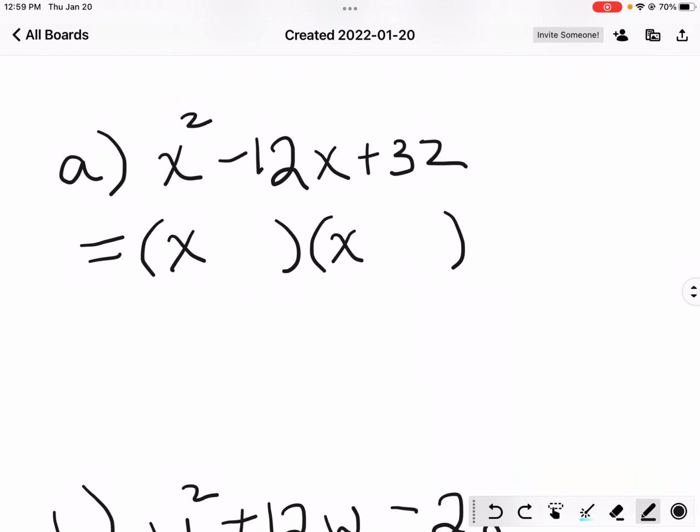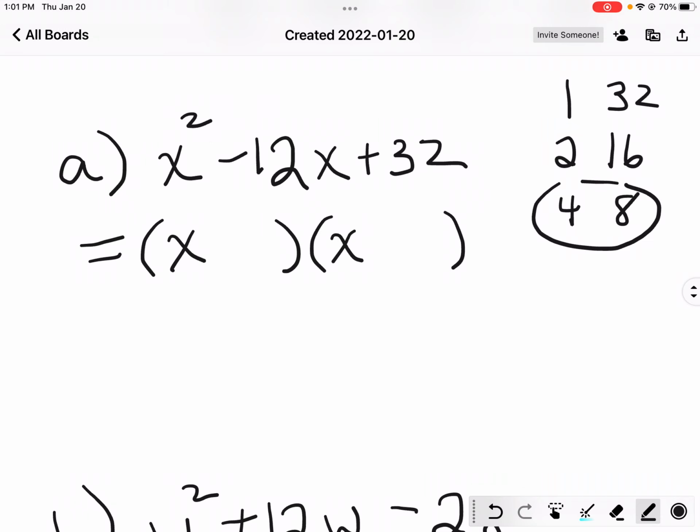So what multiplies to 32? Well, 1 and 32 is a really easy one. How about 2 and 16? 3 doesn't work. How about 4 and 8? And that's it. Next question is, which of these might combine to give negative 12? Well, I think these two would work if they were both negatives. And there it is. If you were to expand these using FOIL, you should wind up with this.